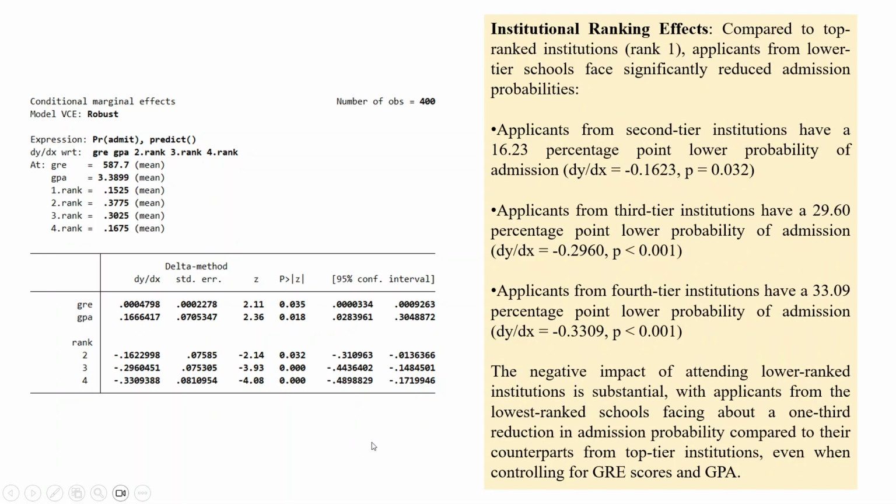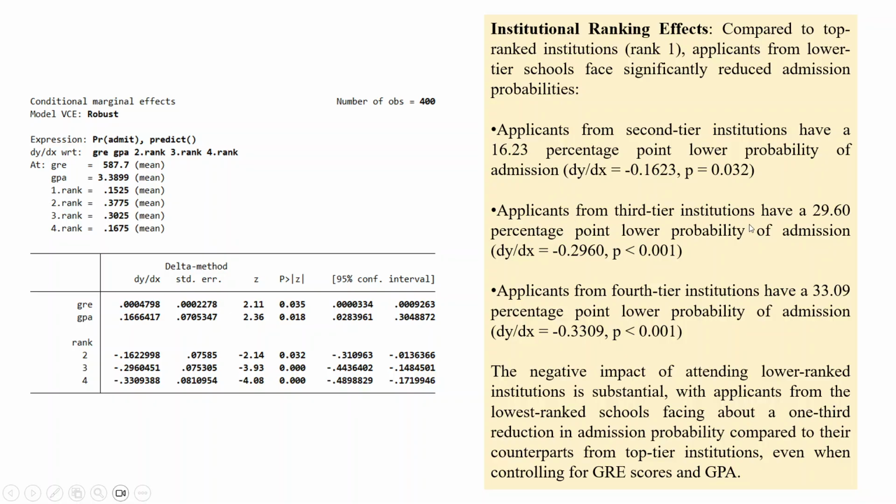What about the institution's ranking effect? 2, 3, and 4. Compared to top-ranked institutions, applicants from lower tier schools face significantly reduced admission probabilities. We start with second tier. Applicants from second tier institutions have a 16.23 percentage point lower probability of admission. Where does this figure come from? See, it is here, 0.1622.